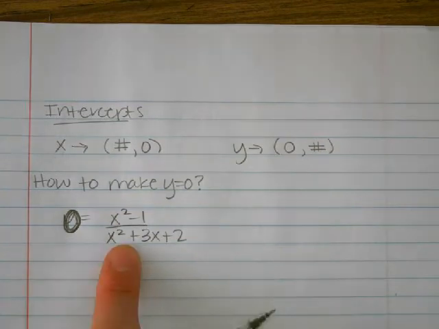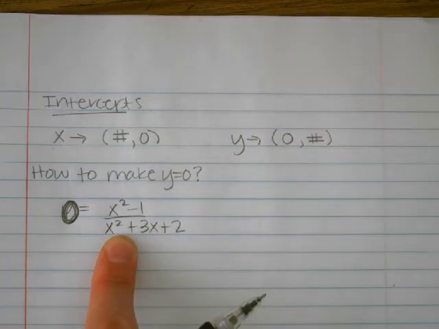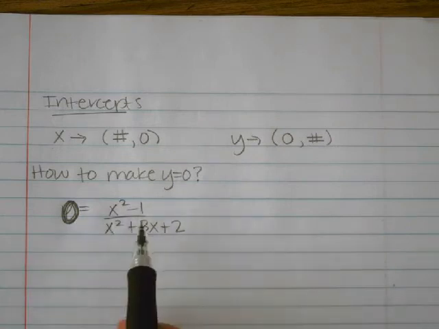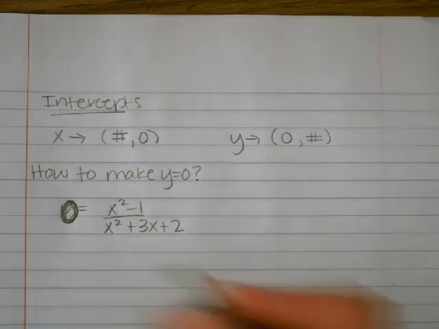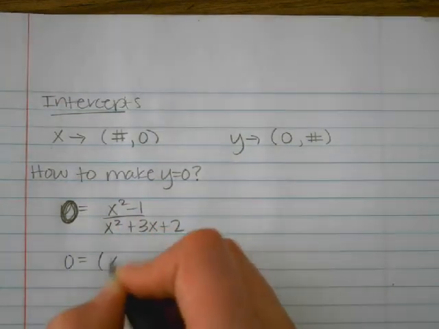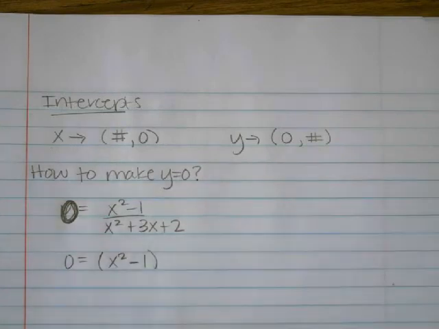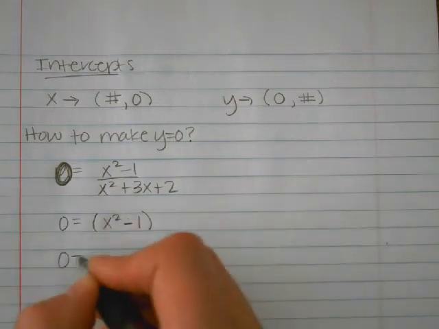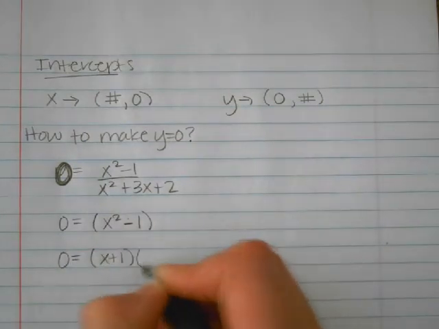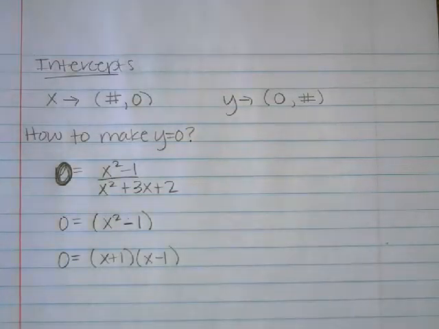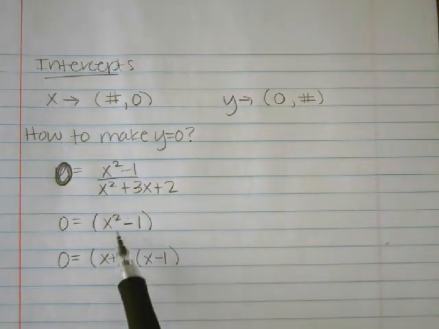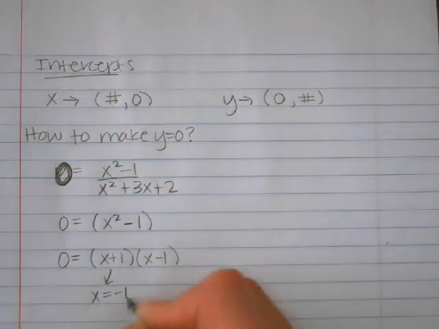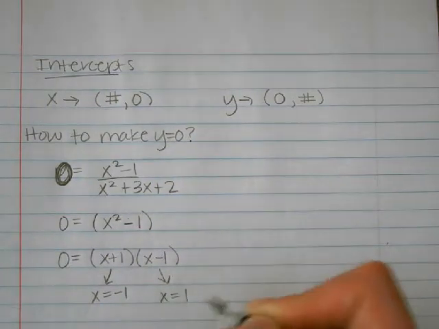Now, it's not as hard to solve as you might think, because we have a fraction that we need to make equal 0. And the way that you make a whole fraction equal 0 is if you take the top of it and make the top equal 0. So 0 equals x squared minus 1. I'm going to take the top and factor it. So 0 equals x plus 1 and x minus 1. The reason I'm factoring it is because the factored form is how we solve a quadratic that looks like that. And so this x would equal negative 1, and this x would equal positive 1.